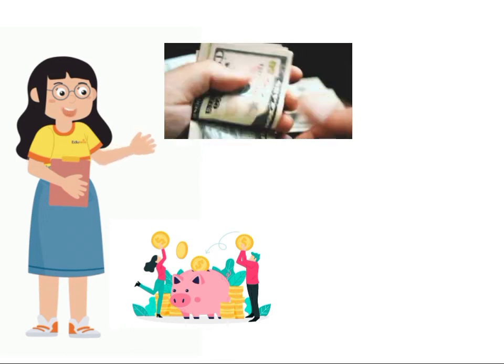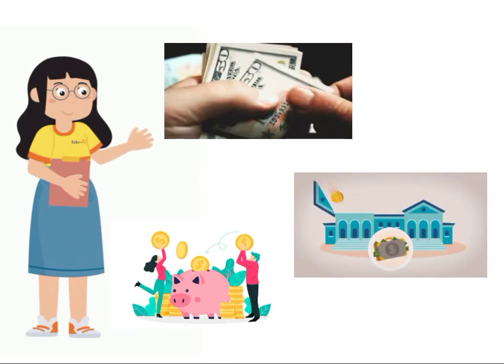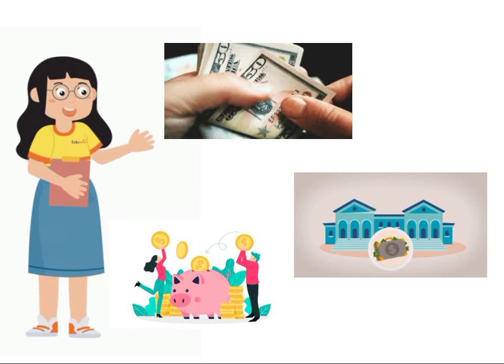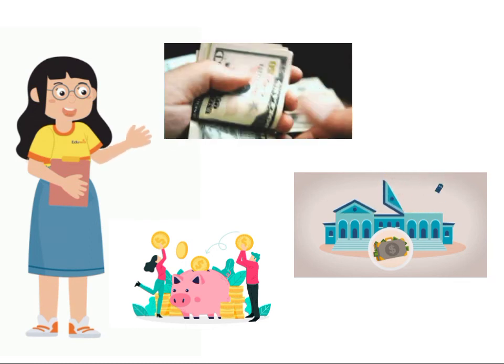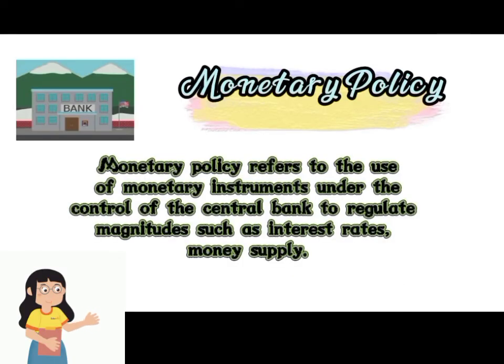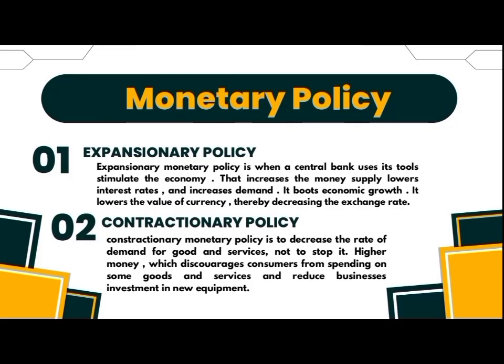Now that we already know the function of money, money supply and central bank, let us proceed to the monetary policies implemented by the central bank. Monetary policy refers to the use of monetary instruments under the control of the central bank to regulate magnitudes such as interest rates, money supply, and availability of credit with a view to achieving the ultimate objective of economic policy. Expansionary policy and contractionary policy.